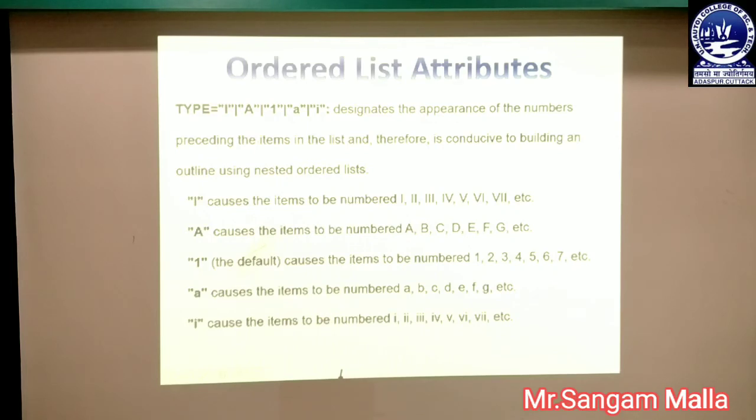Similarly, if you give small a as the value of the type attribute, it causes the items to be numbered in small alphabets, that means a, b, c, d, or something like that. If I give small i, it causes the items to be numbered in small Roman letters. If I give capital I, it will give capital Roman numbers, and if I give small i, it will give numbers in small Roman letters. So these are the different values of the type attribute which are used for the ordered list.